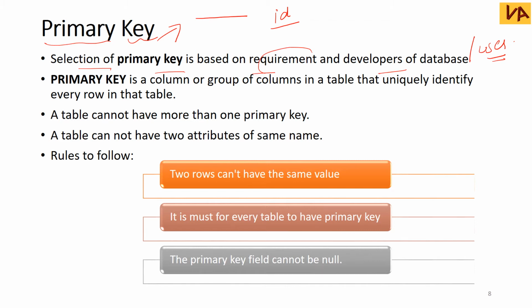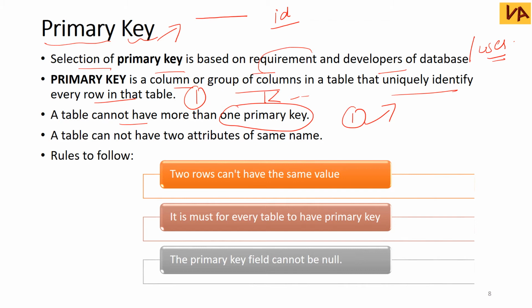Now primary key is a column or a group of columns. It can be only one column or more than one column in a table that uniquely identifies every row in a table. A table cannot have more than one primary key. There will be only one primary key in a table. This is the main rule you need to understand. You need to know that there is only one primary key.